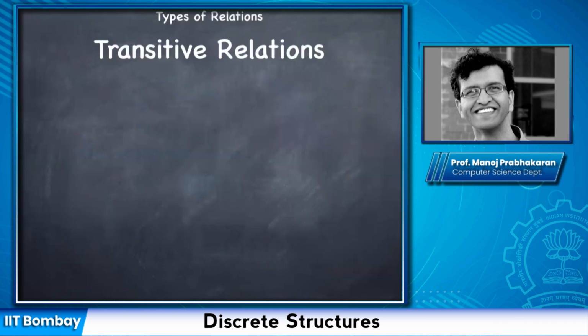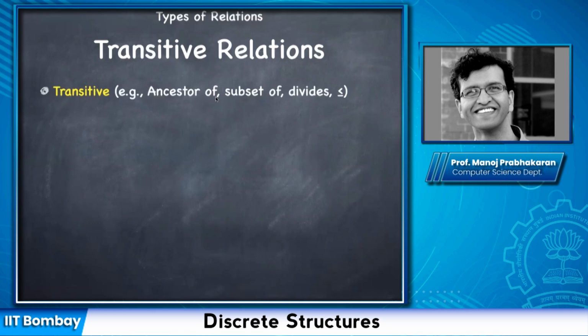The third kind of relations I want to discuss are transitive relations. Some examples of this: we had parent of as an antisymmetric relation, but here my example is ancestor of. It need not be your parent; it could be your parent's parent or their parent, and so forth. So that's ancestor of, or subset of. That's an example we already had. That happens to be a transitive relation.